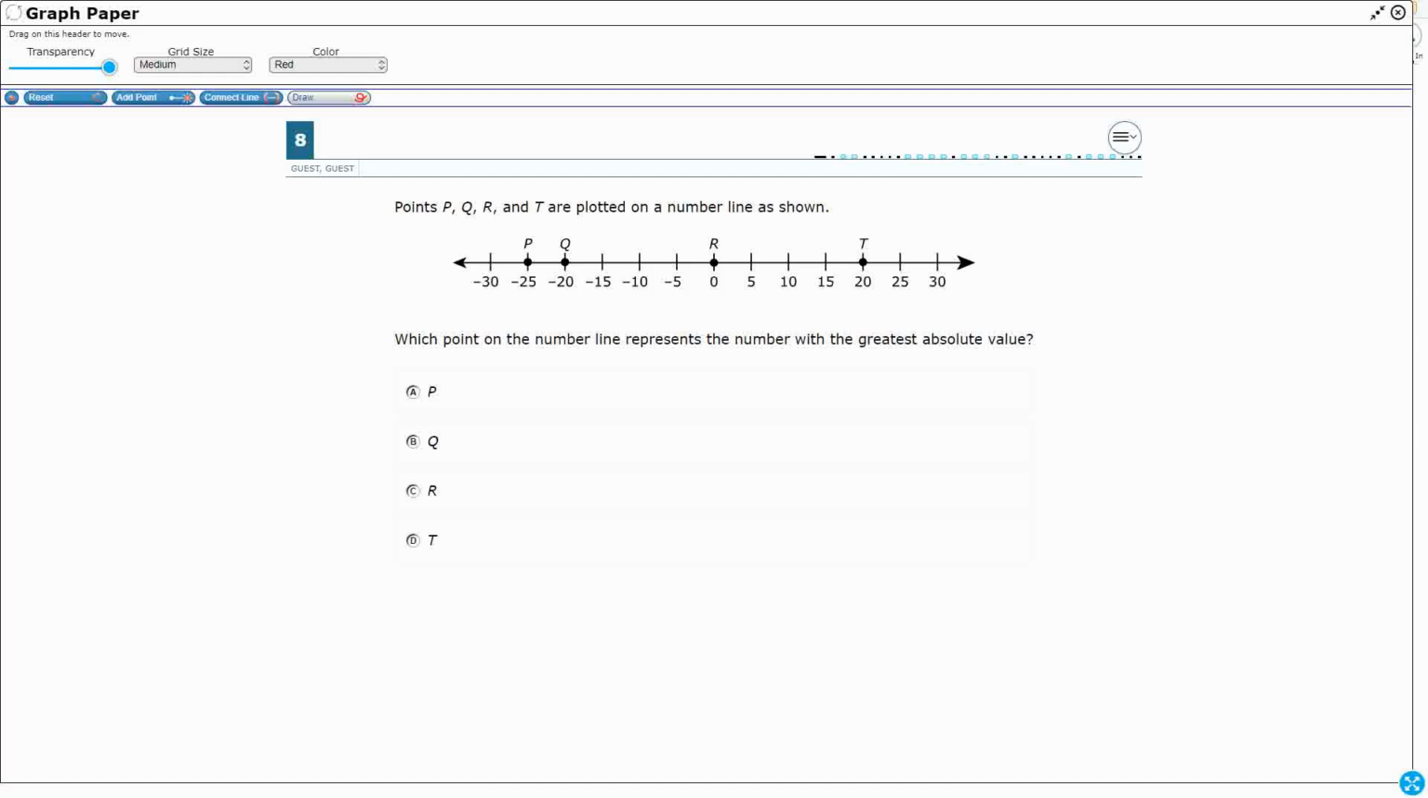All right, so we have a number line here. We've got 4 different points, P, Q, R, and T. And then the question is, which point on the number line represents the number with the greatest absolute value?